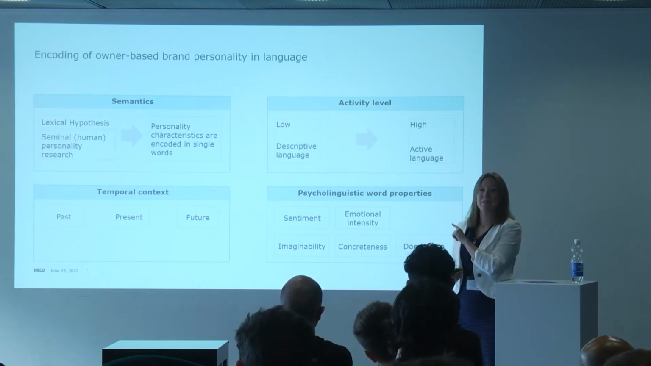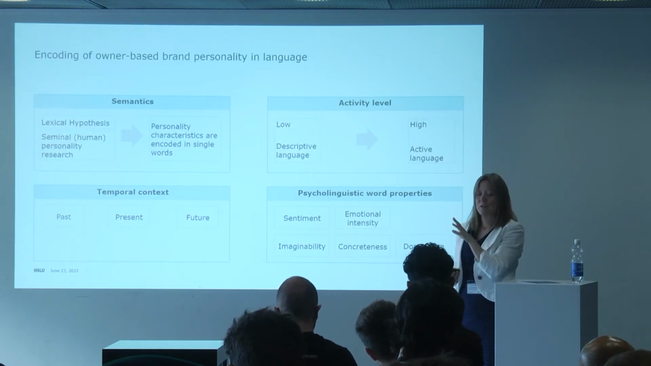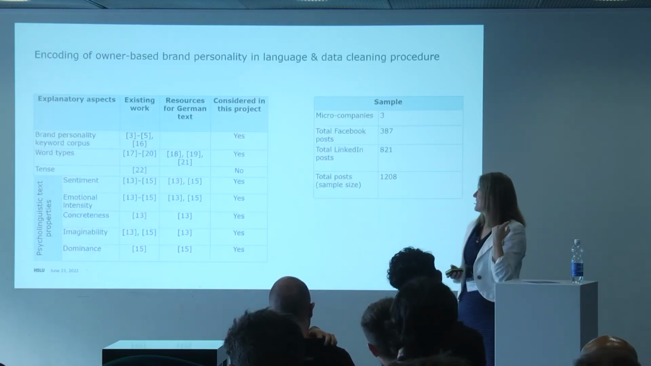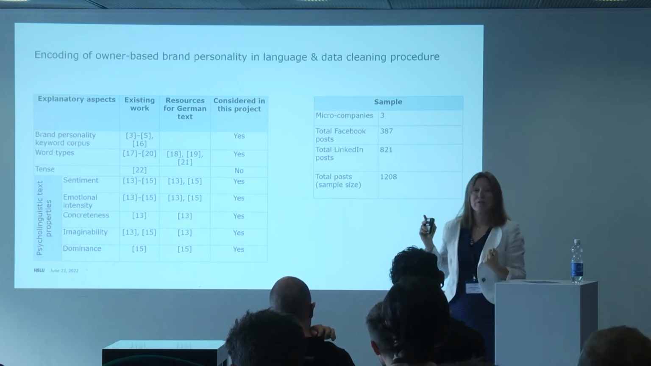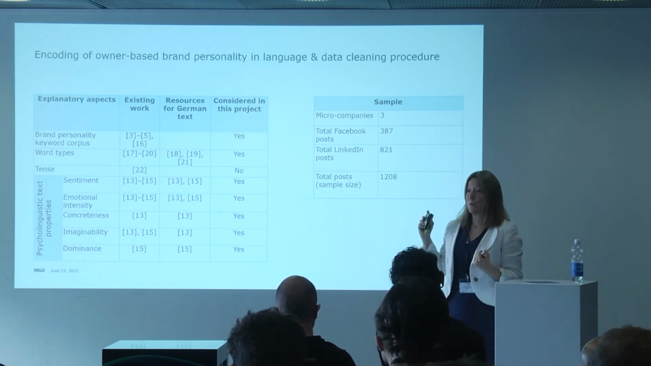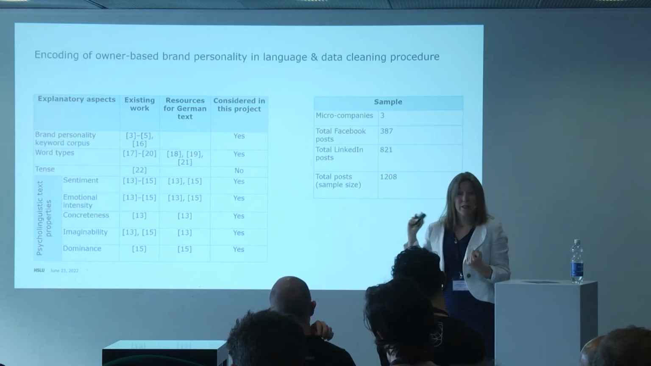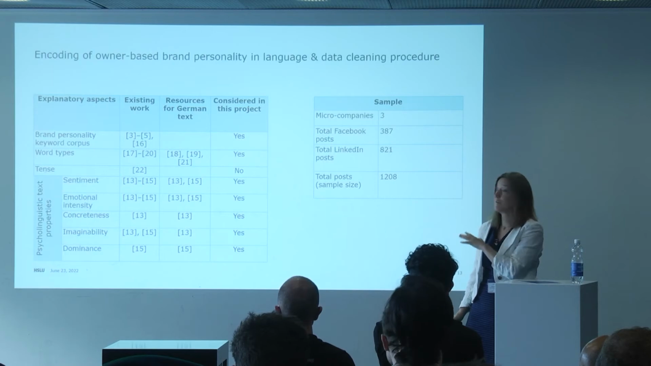So the question now is, okay, we've got these four aspects, how can we measure or differentiate between different brand personalities with language? How do we put it into practice? How do we actually do it? What is the operationalization? So semantics is measured with a brand personality corpus, which was part of this research project. There is existing work in English, so you'll find all the references in the paper, but not in German, nothing.